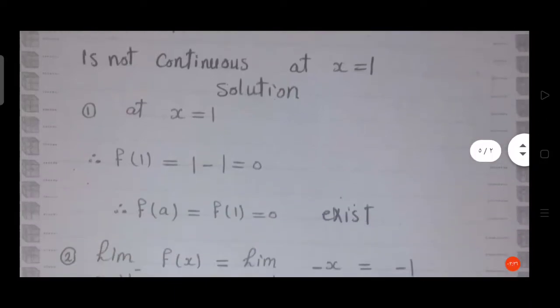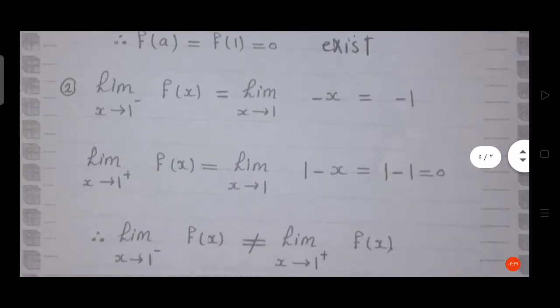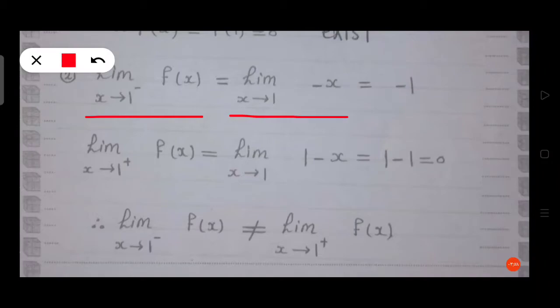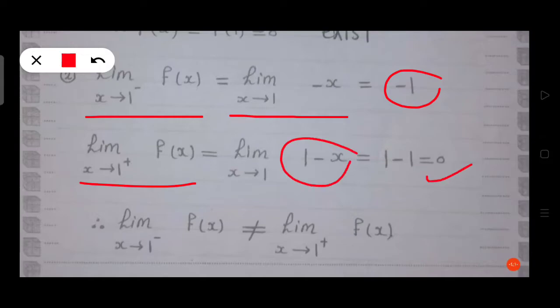The second condition, f of x, we have more than and less than. We use with more than the right limit and with less than the left limit. Now, the left limit for f of x, that means limit x tends to 1 for negative x, which is equal negative 1. And the right limit for f of x, it's x tends to 1 for 1 minus x, which is equal to 0.